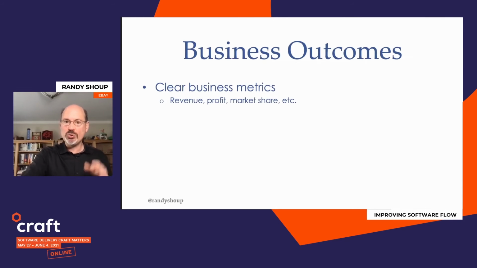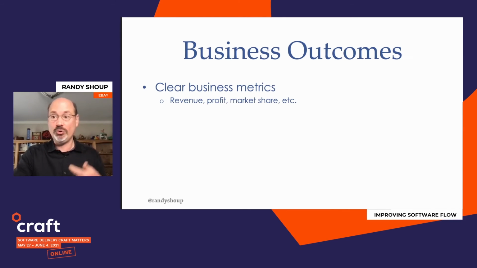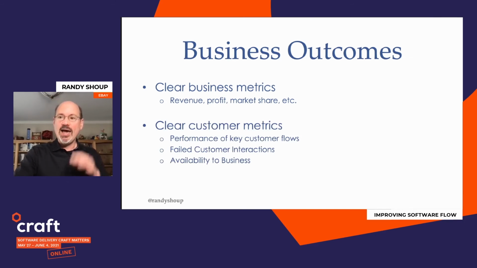So as engineering leaders, we want to think about the business outcomes just as much as the product and business folks. So we want to understand very clearly, what are we trying to achieve as a business? Are we trying to grow revenue? Are we trying to grow profit? Are we trying to improve our market share? Are we trying to reduce customer churn? We need to understand that as engineering leaders if we're going to solve those problems.